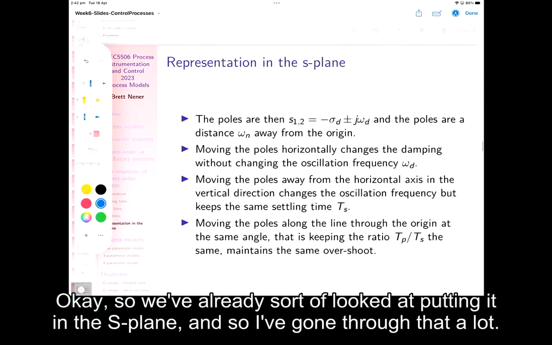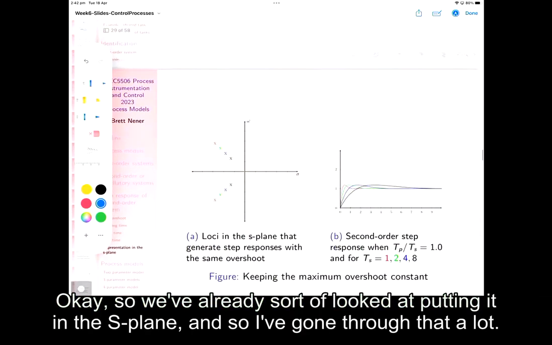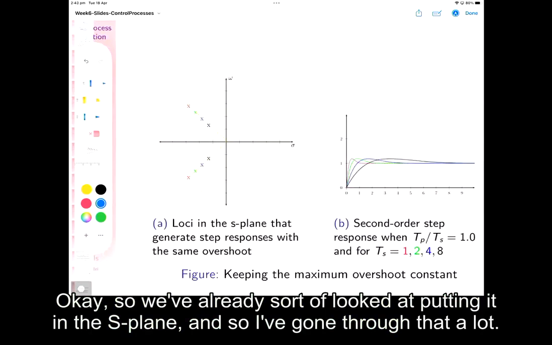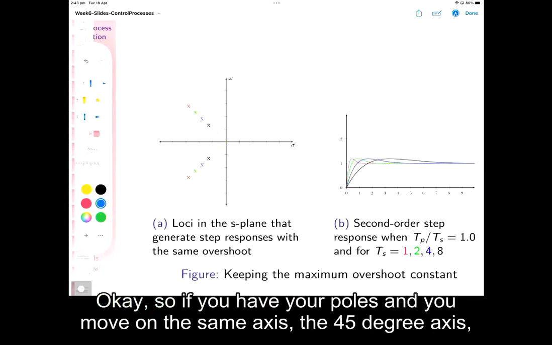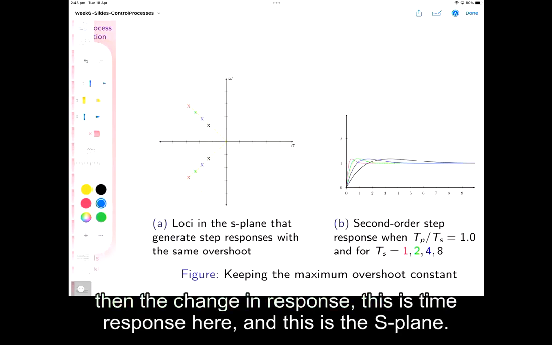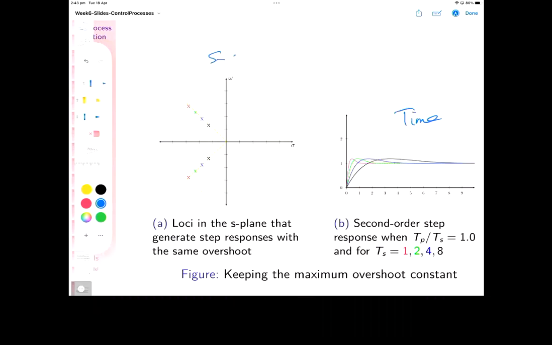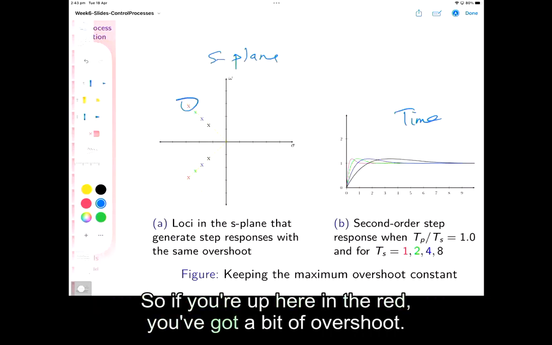Okay, so we've already sort of looked at putting it in the S-plane. If you have your poles and you move along the same axis, the 45-degree axis, then the change in response, this is the time response here, and this is the S-plane. So if you're up here in the red, you've got a bit of overshoot.